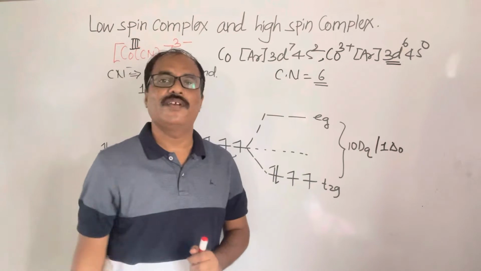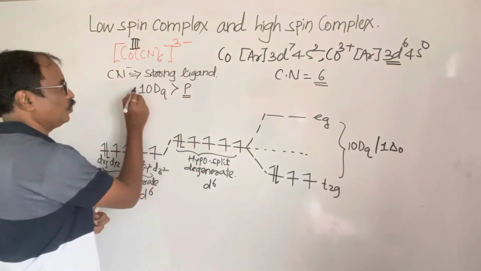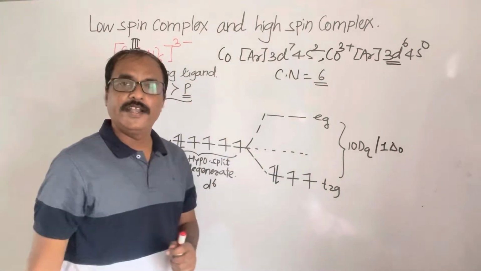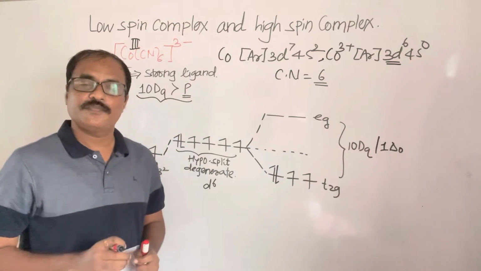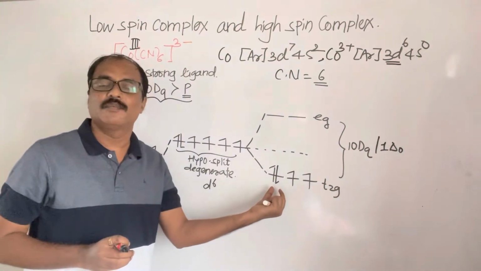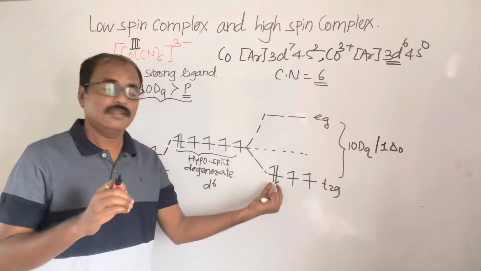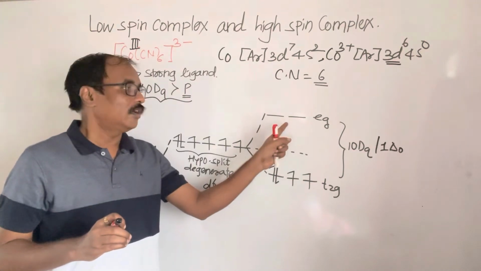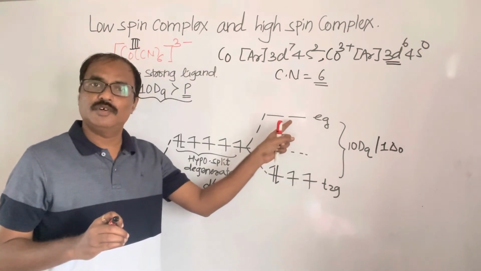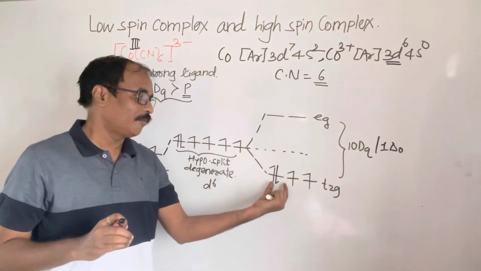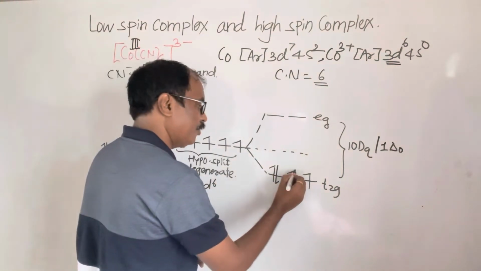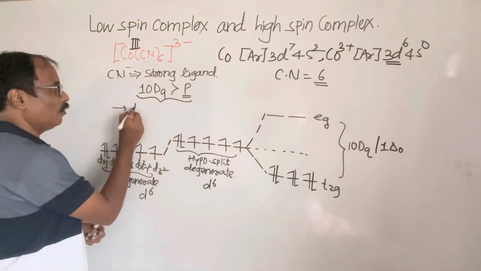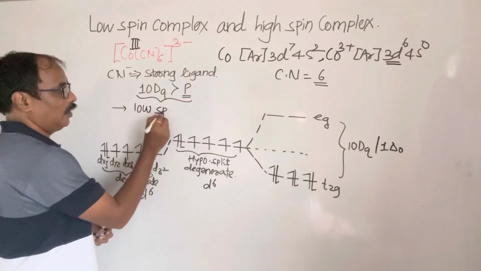Remember, it depends on the strength of the ligand. It depends on this ratio. What is the relation here? 10 Dq, that is delta, is greater than P, that is, pairing energy is less. Very little energy is needed for pairing. So the fourth electron enters T2g for pairing of electrons instead of Eg, because entering Eg requires a lot of energy. So pairing of electrons occurs in T2g, fifth or sixth. So this complex is said to be a low spin complex.